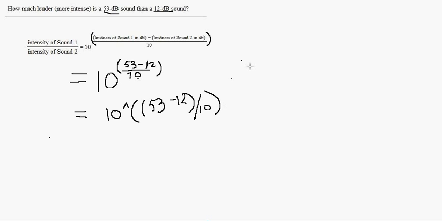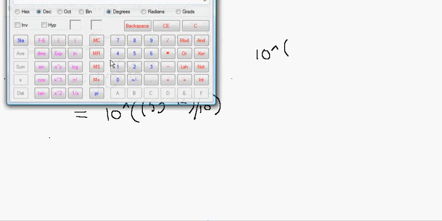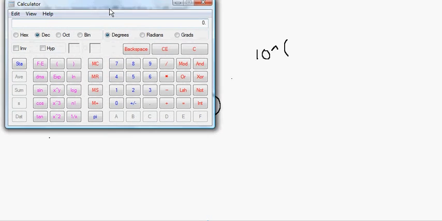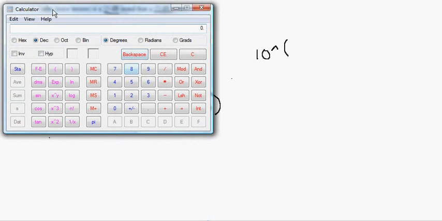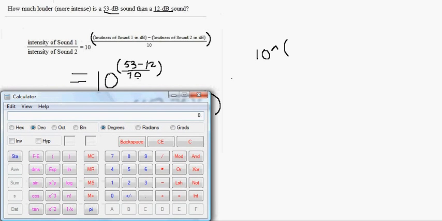Let's say you don't have a TI calculator, then you would first subtract this. So 10 to 53 minus 12. Okay, so I will be pulling out a regular calculator, this one, which is our computer calculator. Let me put it below so you can see. 53 minus 12 gives us 41.